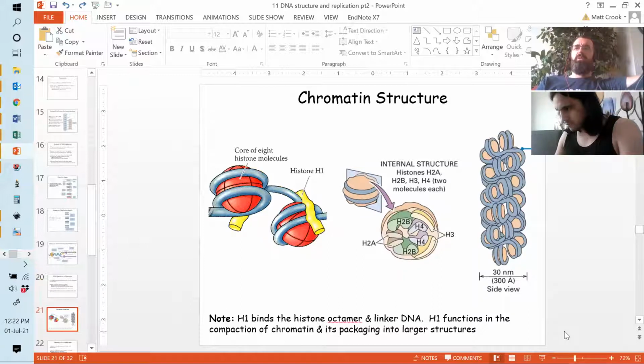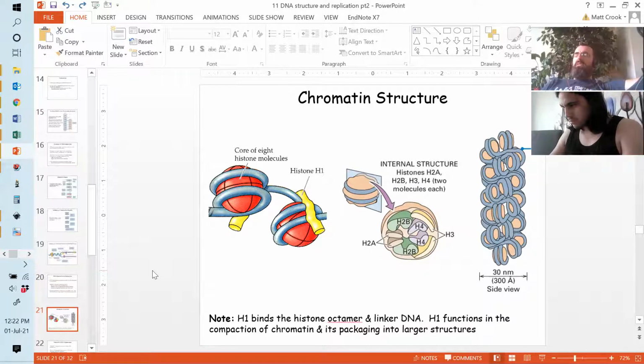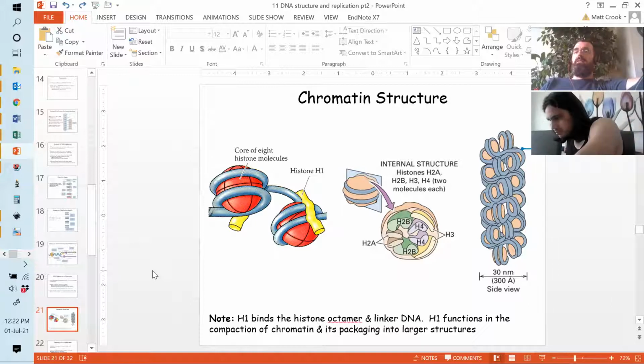So first up is, and we'll come back to this later when we talk about gene expression, because this is chromatin structure, and the state of DNA and histone molecules has an absolutely massive effect on gene expression, right?